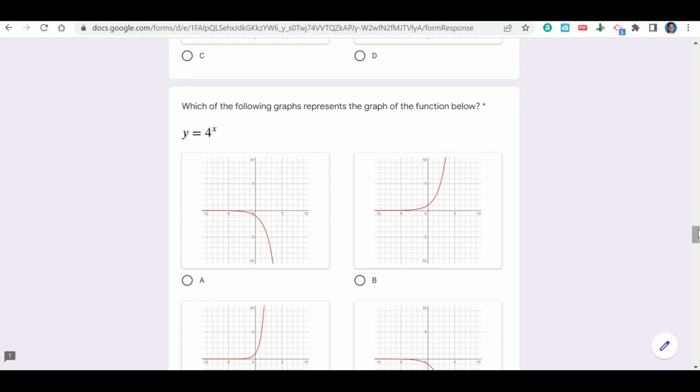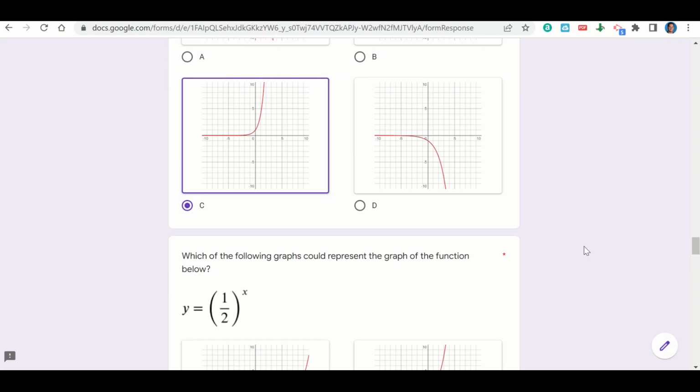It says, which of the following graphs could represent the function below? y equals 4 to the x. Well, 4 to the x, we know it's going to go up. So this one's out and this one's out, so it's got to be one of these two. And because the 4 is much bigger than 1, we know it's going to start to get steeper. So it should be pretty steep. So this one is the steeper one, so that's our answer.